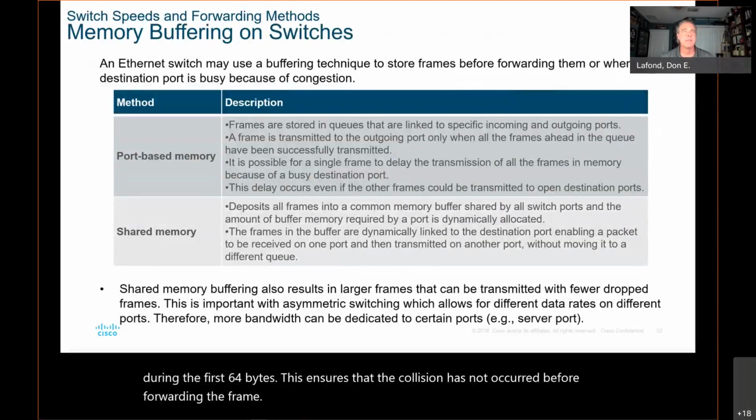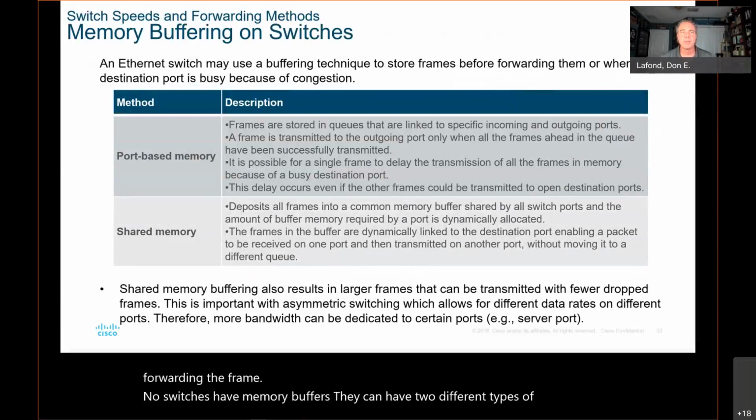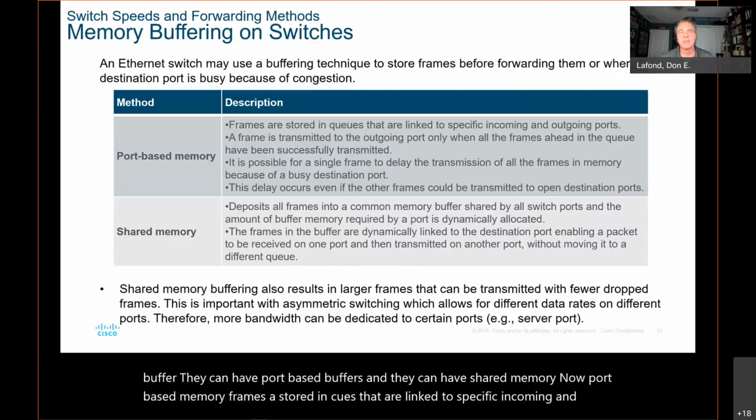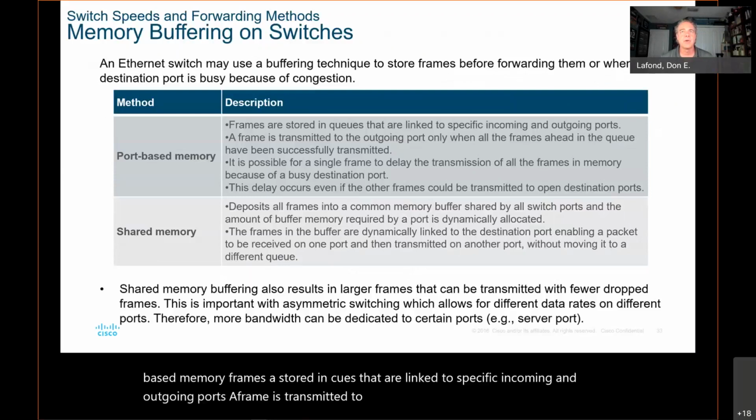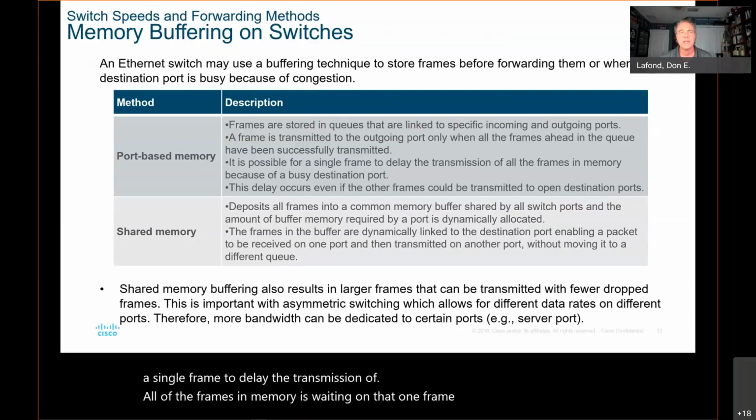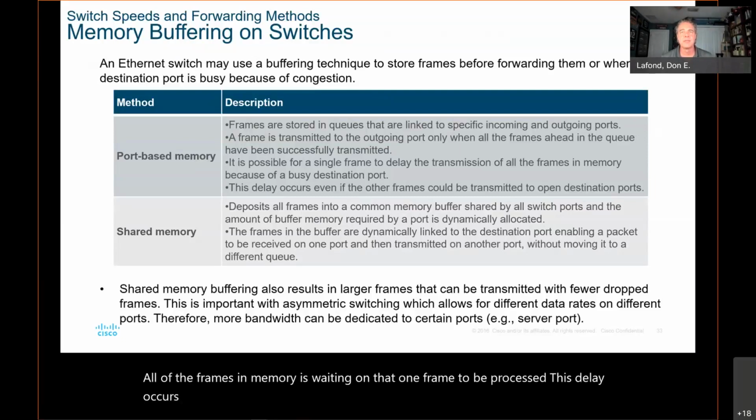Now, switches have memory buffers. They can have two different types of memory buffers. They can have port-based buffers, and they can have shared memory. In port-based memory, frames are stored in queues that are linked to specific incoming and outgoing ports. A frame is transmitted to the outgoing port only when all frames ahead of it in the queue have been successfully transmitted. It is possible for a single frame to delay the transmission of all of the frames in memory because it's waiting on that one frame to be processed. This delay occurs even if the other frames could have been transmitted to open destination ports.